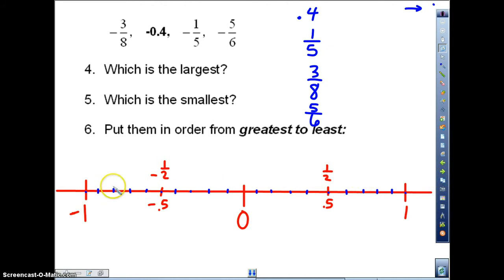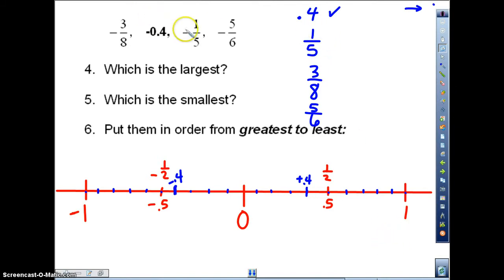Oh, and I did the same thing over here. Divided it in 10 equal pieces. Okay, there's my positive 0.4. Do you see how it is 1, 2, 3, 4 tick marks to the right of 0? Then negative 0.4 is going to be 4 tick marks to the left of 0. Put negative 0.4 right there. All right, we've got that one graphed.